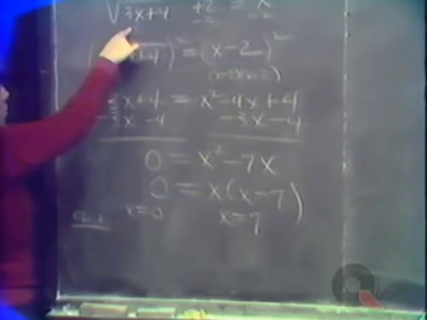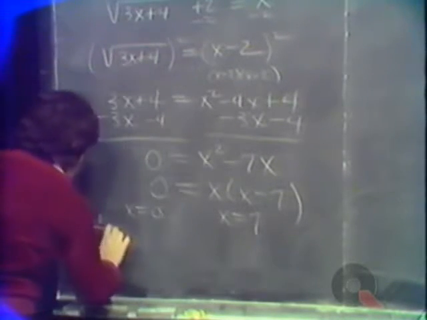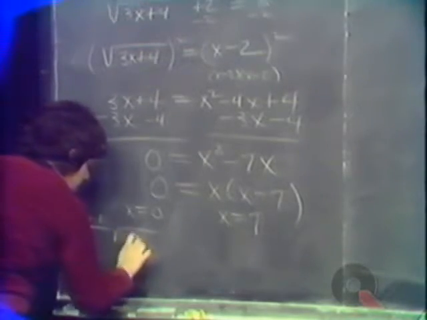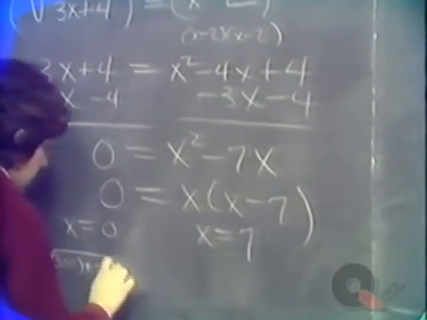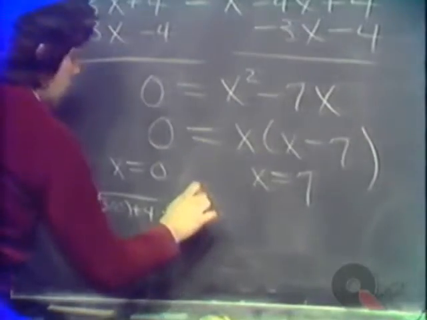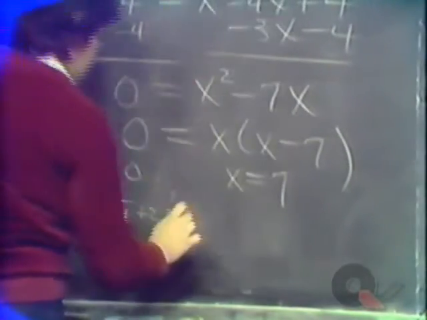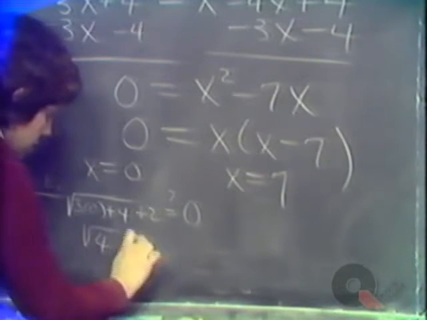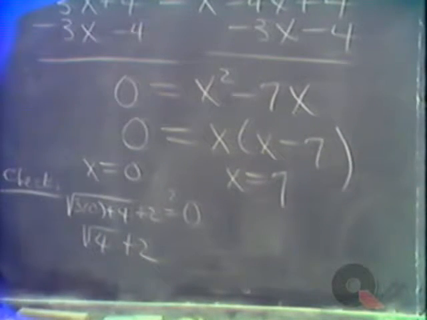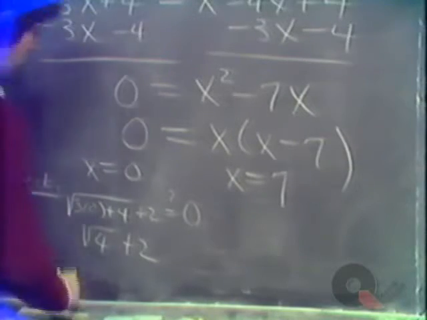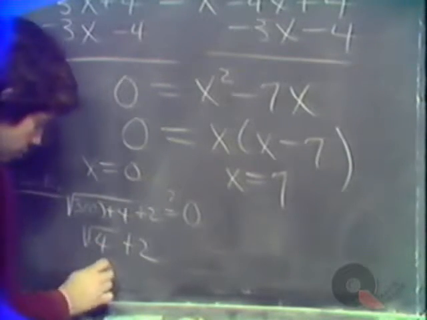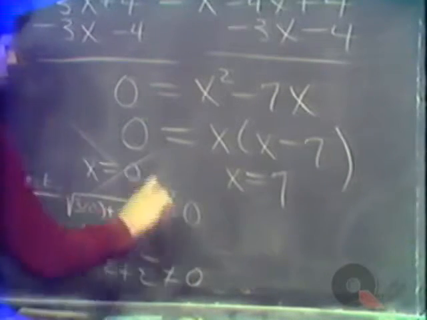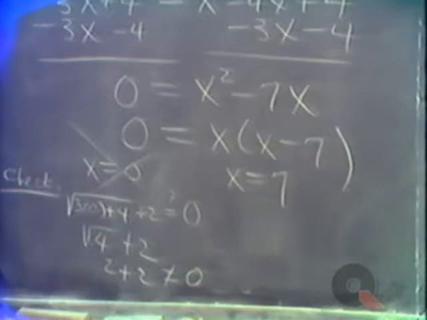If we check x equals 0, we get that the square root of 3 times 0 plus 4, plus 2 should be equal to x, which is 0. And here we have the square root of 4 plus 2. Now the square root of 4 means just the positive square root of 4. This is not a minus 2, it's just a plus 2. So 2 plus 2, and that's certainly not equal to 0. So x equals 0 is not a solution.